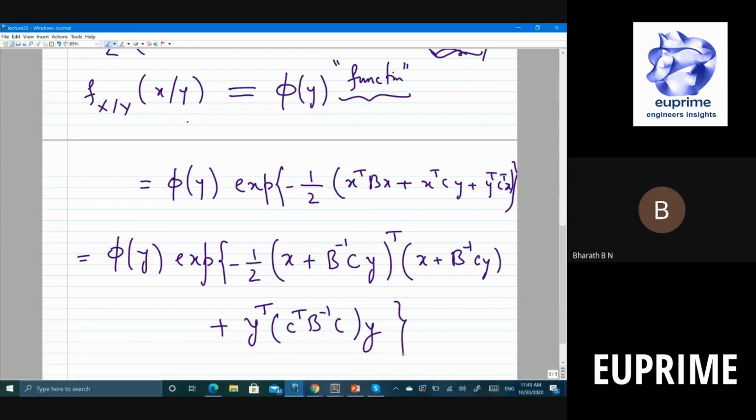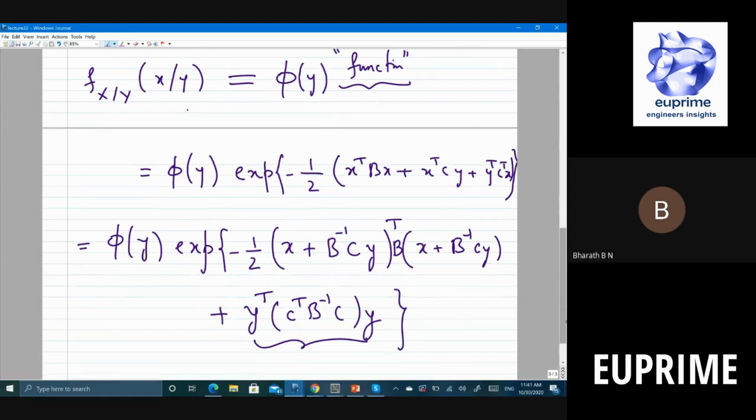Now once you complete the square, you can observe that this term is independent of x, so we can just pull that out and absorb it into phi of y. So now what is it that you have gotten? We need to describe this by a mean and covariance, right? So what should be the covariance and what would be the mean? I think I missed something, there is a b here in between.